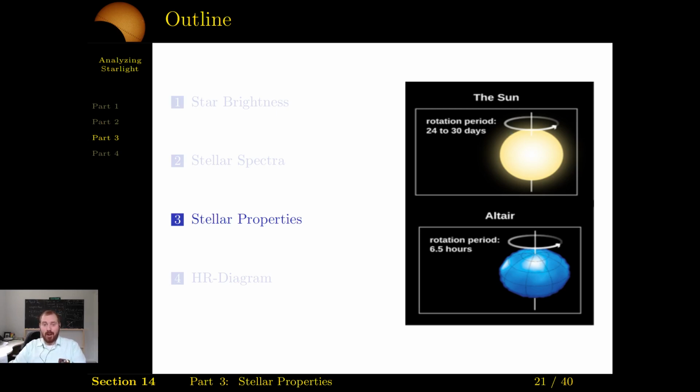Like, for comparison, here's our sun. Our sun does a full rotation in about 30 days. Whereas you can look at other stars, like the star Altair, that'll do one rotation on its axis in about 6 hours. So we're talking about these massive stars that have these rapid rotations. So everything we're going to discuss in this part is going to be what properties can we learn about a star.